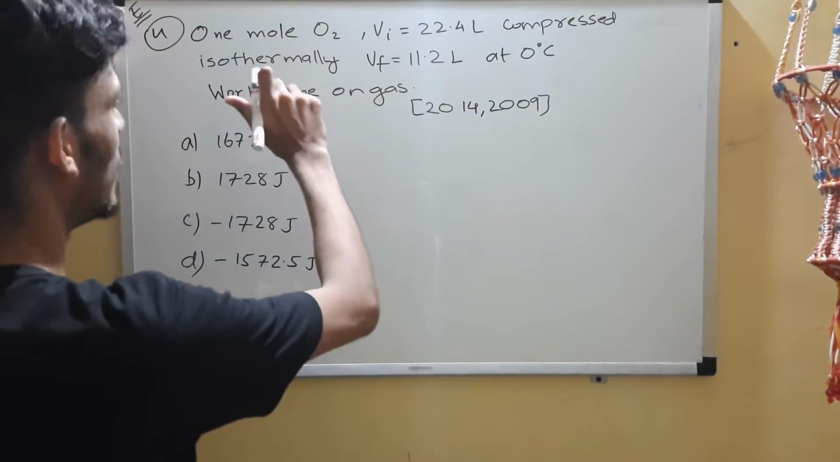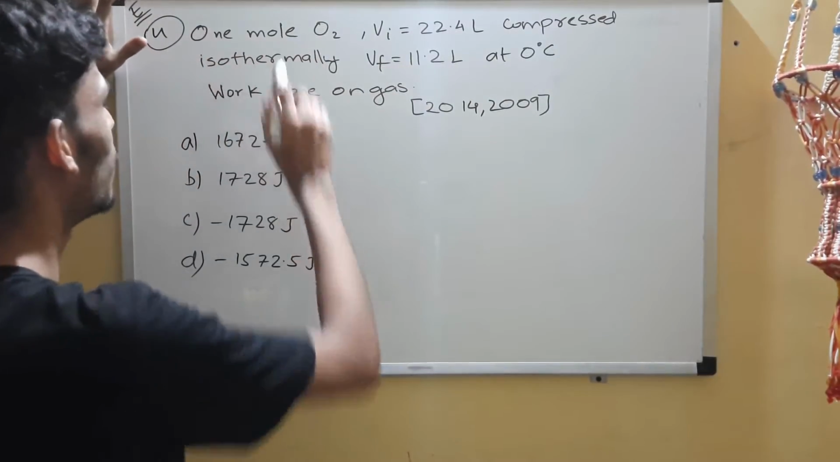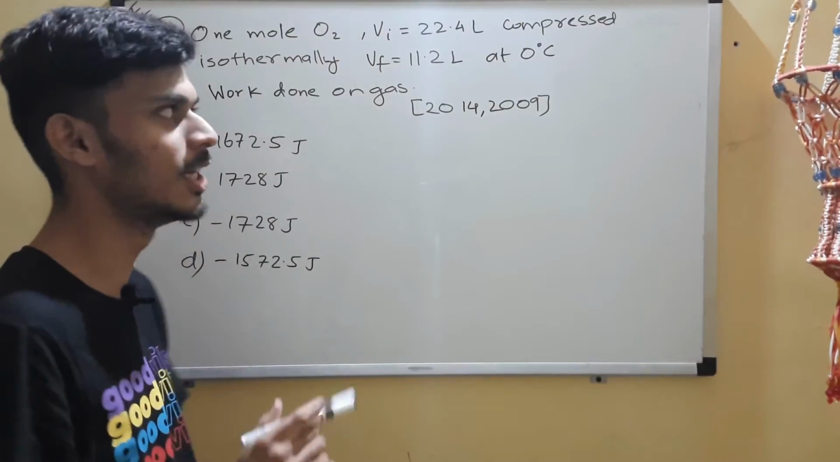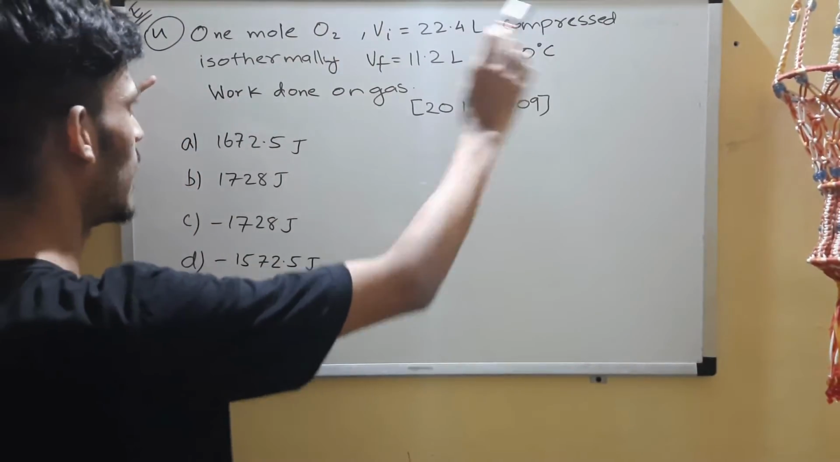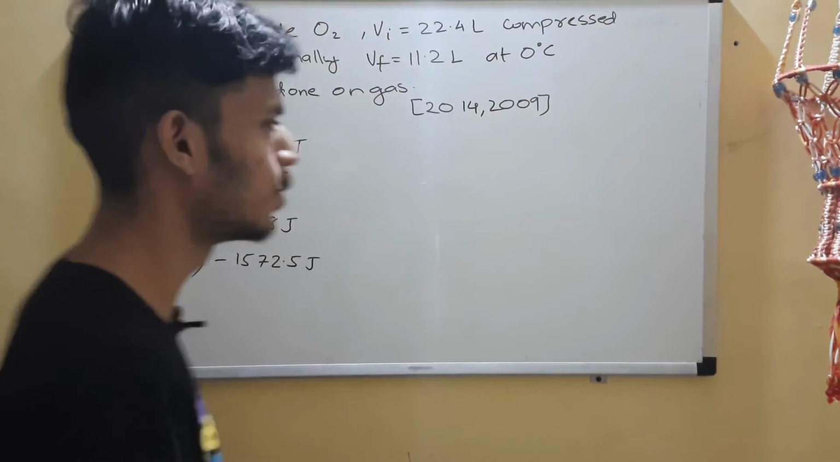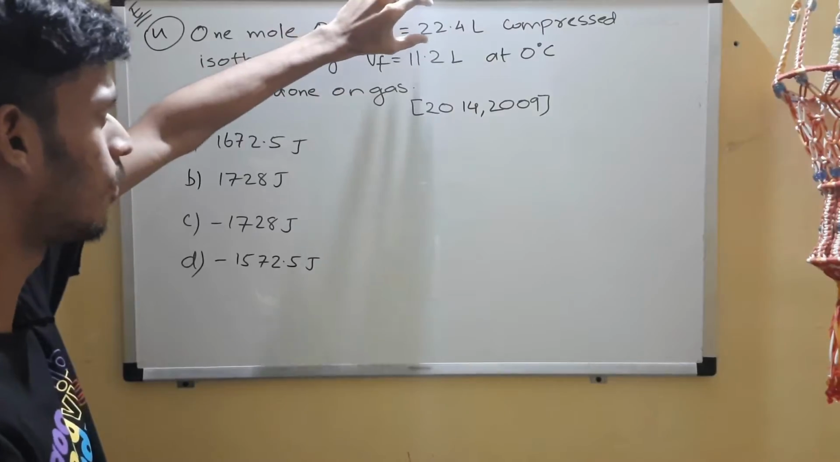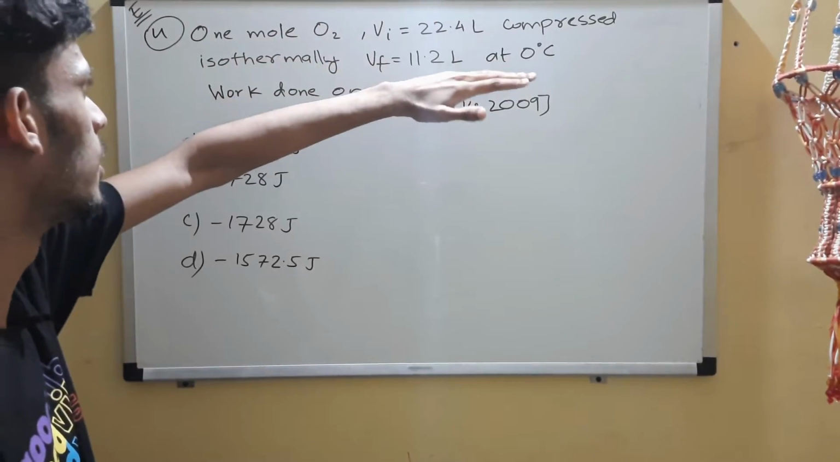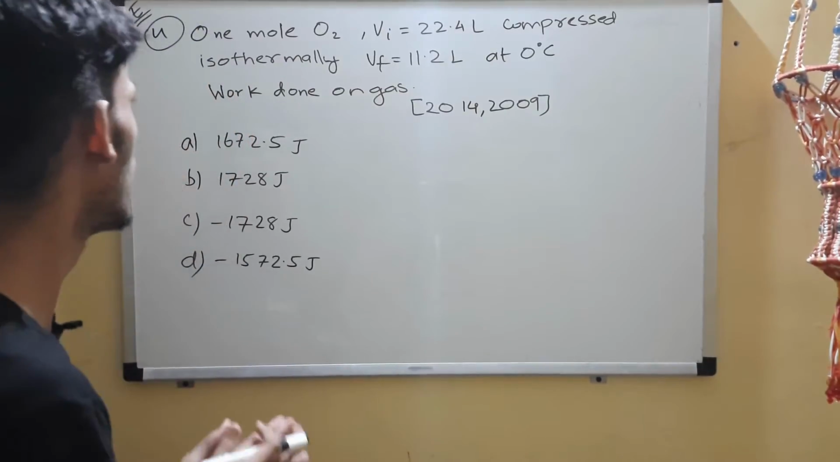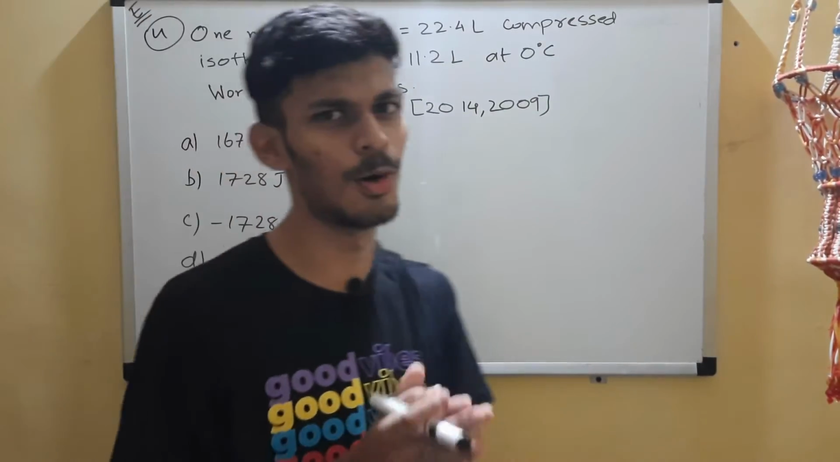Okay, so in this question you have 1 mole of O2 gas. The initial volume of this gas is 22.4 liters. You are going to compress that gas isothermally such that its final volume is 11.2 liters. You can see that it is half of the initial value, right? This process is carried out at a temperature of 0 degrees Celsius. You are supposed to find the work done on the gas.